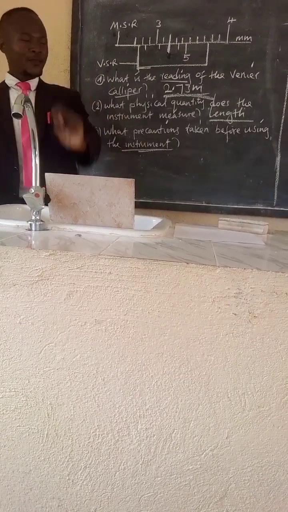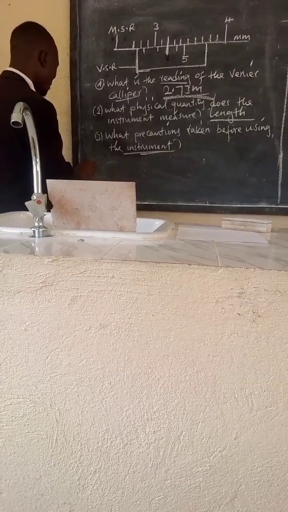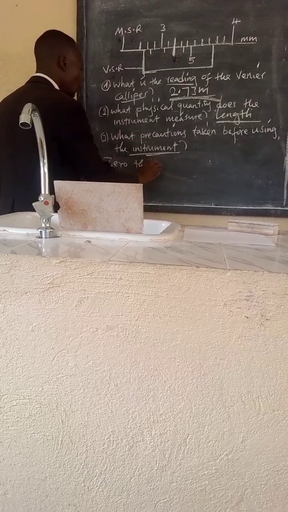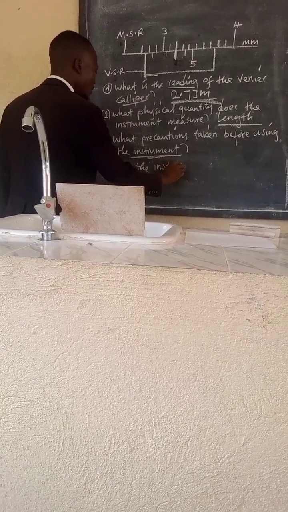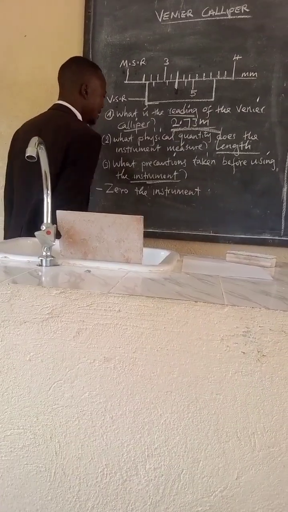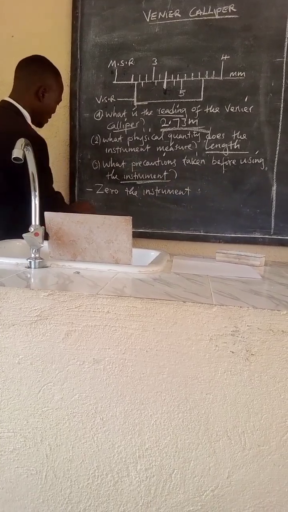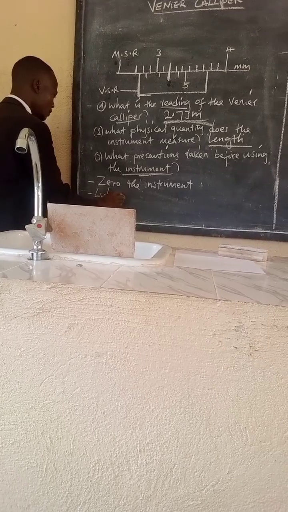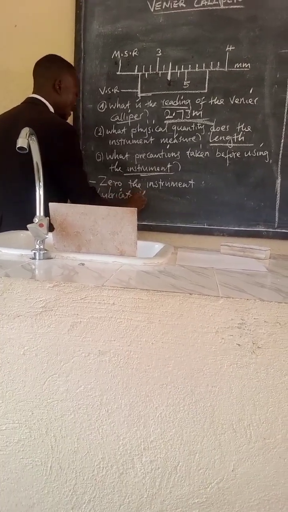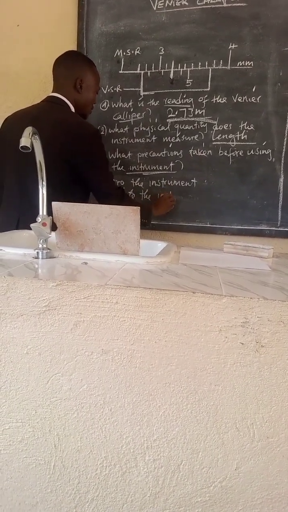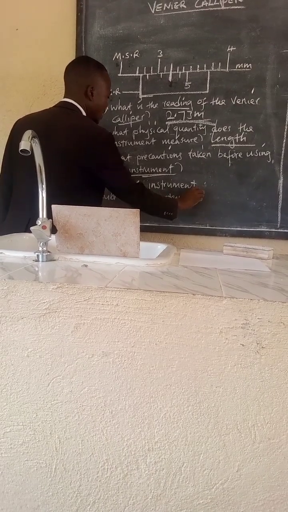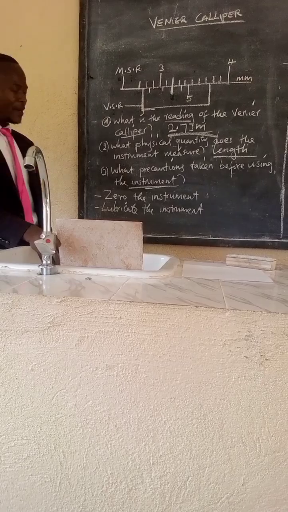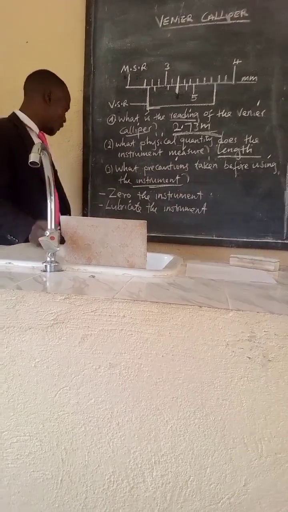The first precaution that you are supposed to undertake, number 1, you have to zero the instrument. The instrument always should be static, meaning at 0. Number 2, you can also lubricate the instrument so that it can move well. So you lubricate the moving parts of the instrument.